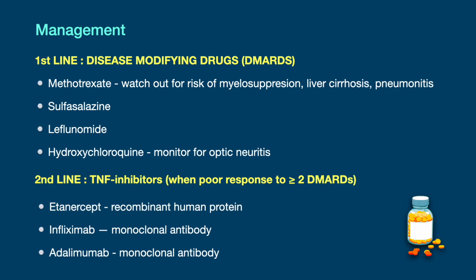Etanercept is a recombinant human protein, acts as a decoy receptor of TNF-alpha, subcutaneously administered, and can cause demyelination. There's also a risk of reactivation of tuberculosis. Infliximab is a monoclonal antibody. It binds to the tumor necrosis factor alpha and prevents it from binding with TNF receptors. It's intravenously administered, and it carries a risk including reactivation of tuberculosis. Last but not least, adalimumab. And this is a monoclonal antibody administered subcutaneously.